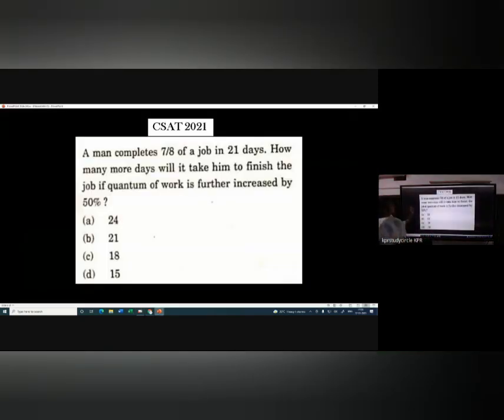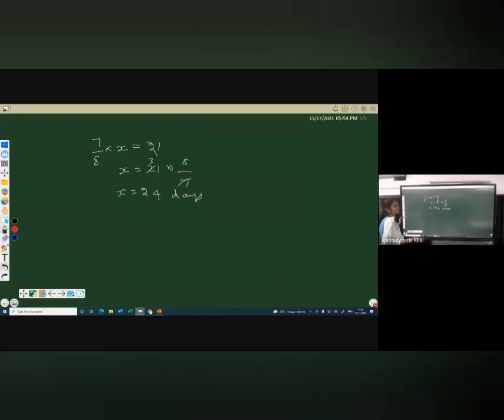Now, what is the question? How many more days will it take him to finish the job if quantum of work is further increased by 50%? Just add 12. So this is 36, right? So he needs total days 36 days.